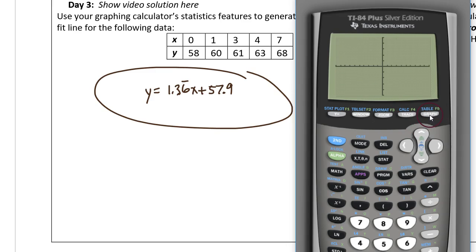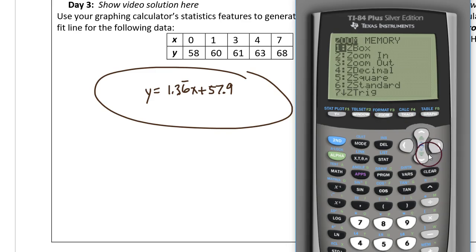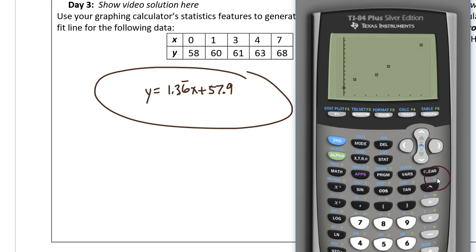Now push graph. Nothing shows up, and that's not a surprise. Think about what our Y values were in the data table. 58, 60, 61. Our Y-axis only counts up to 5, so any dots are way off the top of the screen. So we're going to go zoom and then scroll down to choice 9, zoom stat, zoom statistics. This tells the calculator to automatically zoom so that every dot in our scatter plot shows up on the screen.